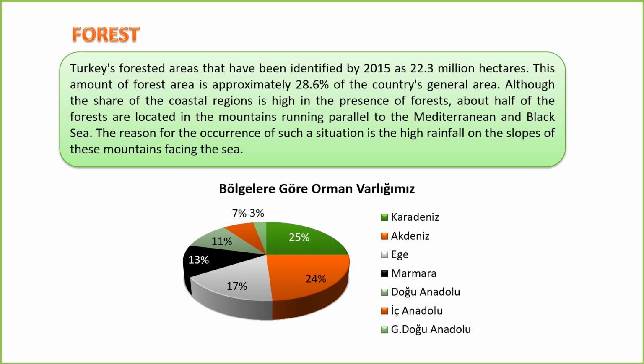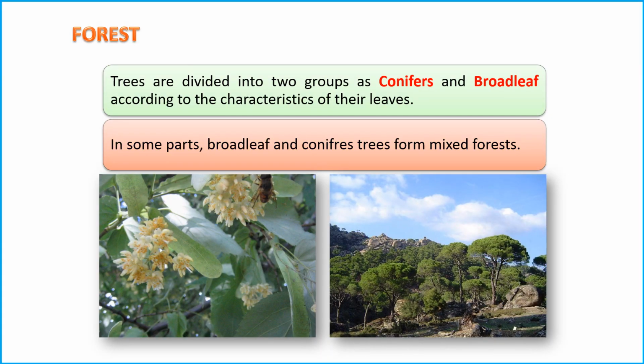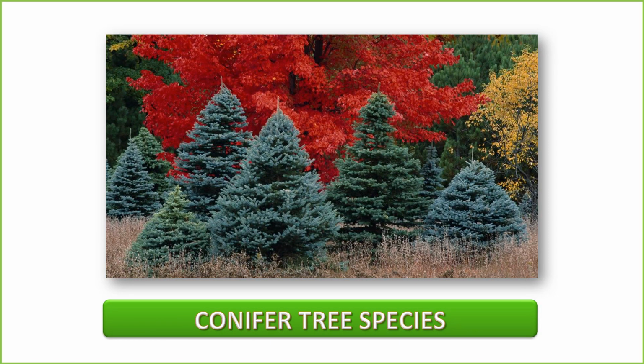The combination of topography and climatic conditions in these areas creates favorable conditions for the growth and maintenance of extensive forested landscapes. Trees are categorized into two groups based on the characteristics of their leaves, conifers and broadleaf. In certain regions, mixed forests are formed where both broadleaf and coniferous trees coexist. Coniferous trees are a group of gymnosperms, characterized by bearing seeds on the surface of cones.